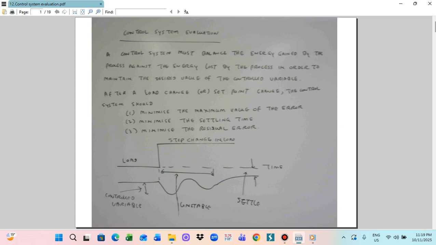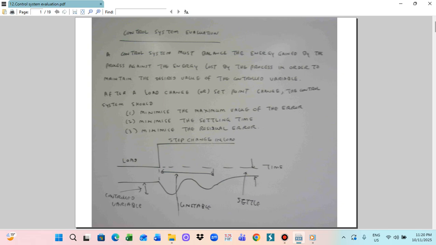So in this case, to maintain a stable control system, the energy gained by the process needs to be balanced by the energy lost by the process. So this is the way you evaluate the control system. A control system must balance the energy gained by the process against the energy lost by the process in order to maintain the desired value of the control variable. So this is important for the control system.